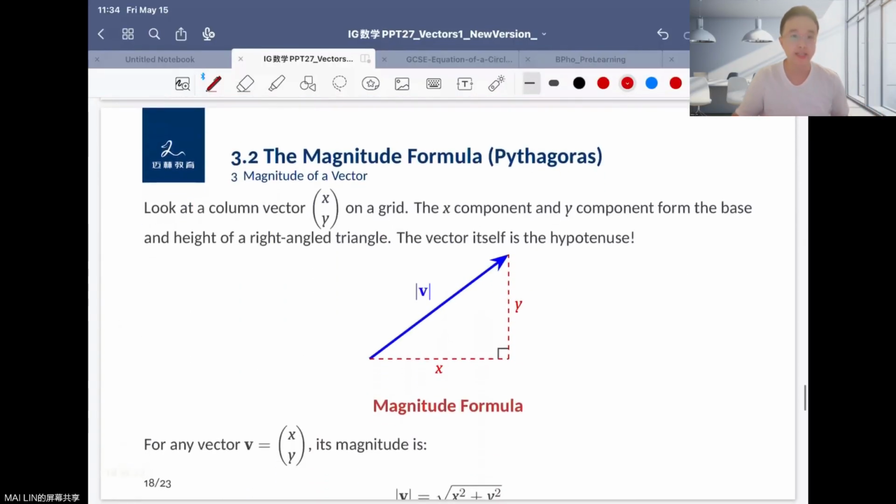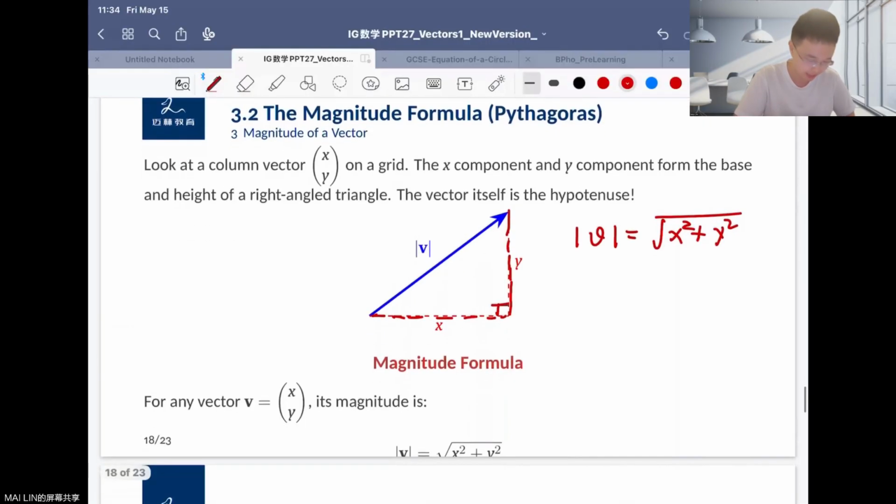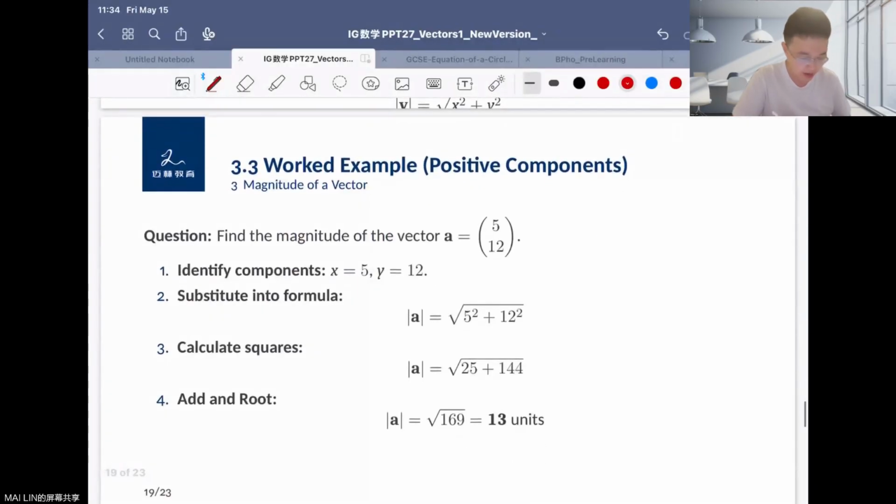So here is the magnitude formula. Here we have an arrow. First, we can draw a right angle triangle. We can say the vector v can be decomposed into x and y. So the magnitude of vector v equals the square root of x squared plus y squared. That is the magnitude formula. And here we have a working example.